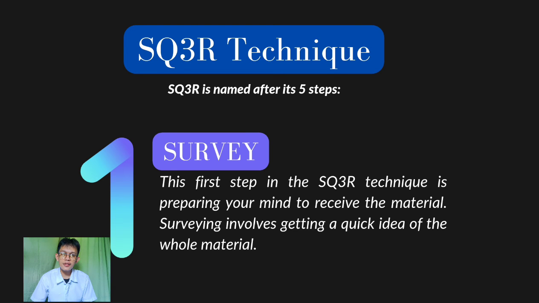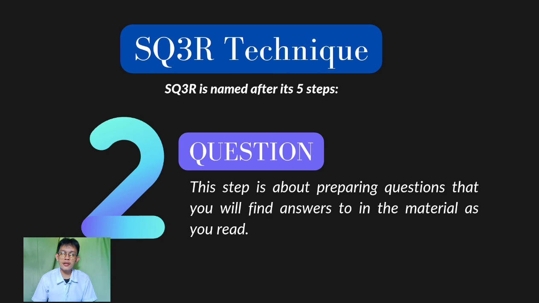Second step under this technique is to question. This step is about preparing questions that you will find answers to in the materials as you read. And you can easily create questions from headings and subheadings. So for example, if a heading in a chapter is drinking alcohol before a workout, you can ask yourself a question like, does drinking alcohol before a workout have adverse effect? So that question, as you go along and you read through that text, you will find answers to that.